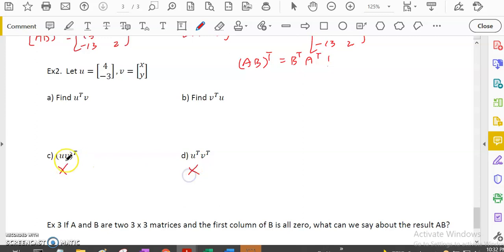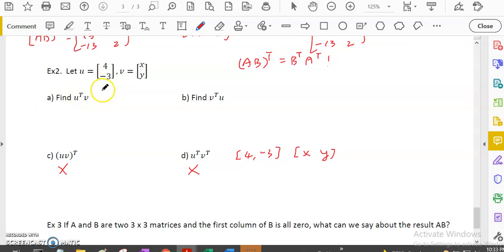So U and V would not work. Does not work because U has one column, but this has 2 rows, right? Not compatible. And U transpose will become 4, negative 3. You have 2 columns, but V transpose would have only one row, right? X, Y. You can't do that. But U transpose and V would work, right?